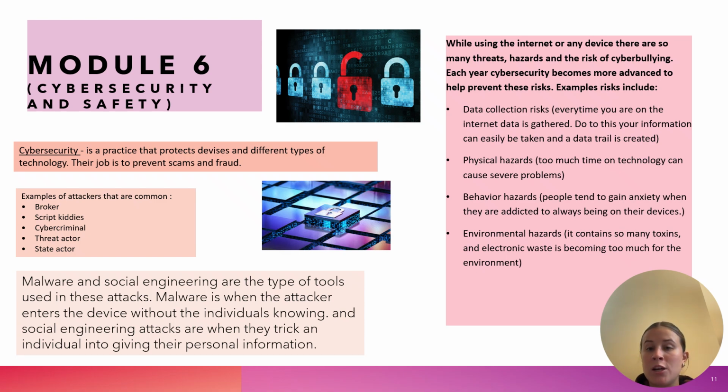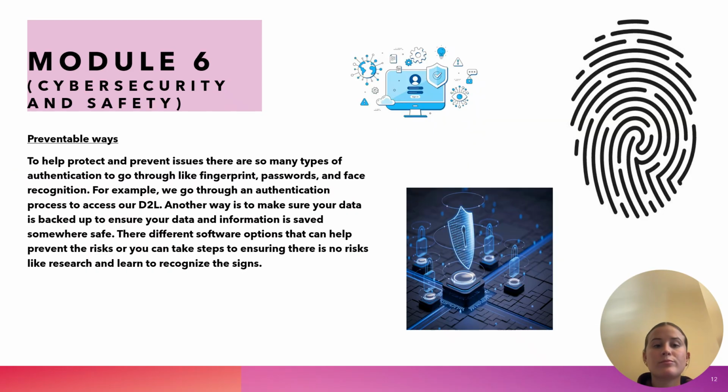Meanwhile, while using the internet or many devices, there are so many threats, hazards, and risks, and even cyberbullying. Examples are data collection risks, physical hazards, behavior hazards, and environmental hazards. To help protect and prevent issues while using the internet, there are so many types of authentication to go through, like fingerprint, passwords, and face recognition. For example, we go through authentication processes to access our D2L. Like, it sends you a number, then you verify, and then it scans your face.